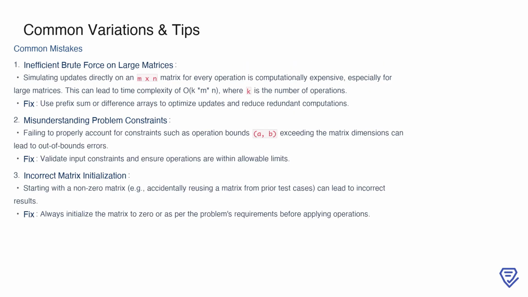When working with this problem, there are a few common mistakes to watch out for. First, using a brute force approach to simulate updates directly on an M by N matrix for every operation may seem straightforward, but it becomes inefficient as the matrix size and the number of operations grow. This leads to a time complexity of O(k * m * n), which can quickly become unmanageable. A better approach is to use prefix sums or difference arrays to optimize updates and minimize redundant computations.